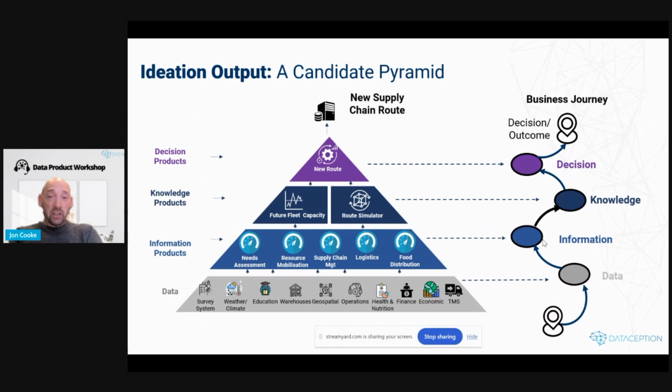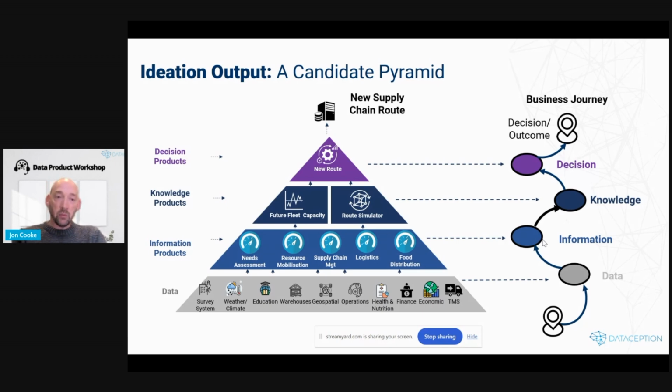So we've done our ideation. So what's the output of that? We get a bunch of pyramids which look like this fundamentally. This is one we did for a supply chain customer. If you look at the very bottom, we start from the bottom upwards, and there's all the data coming from the various different data sources for this particular organization.